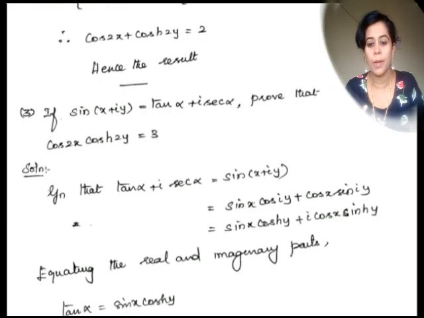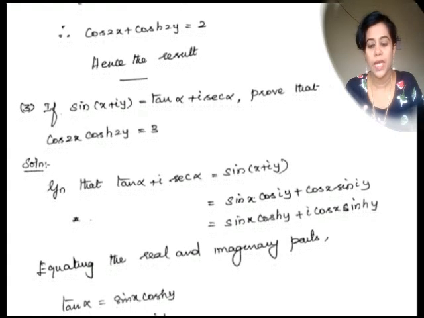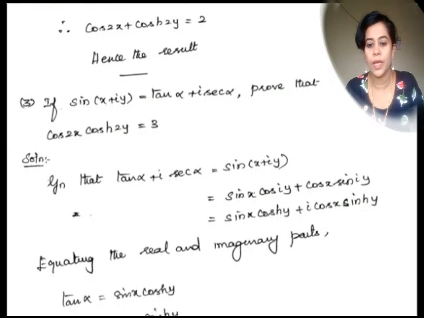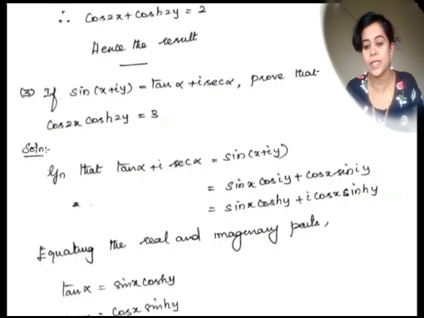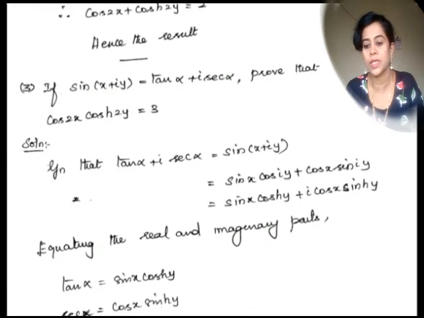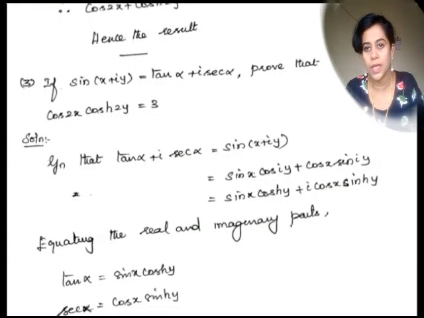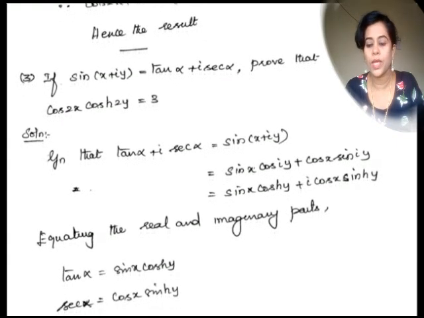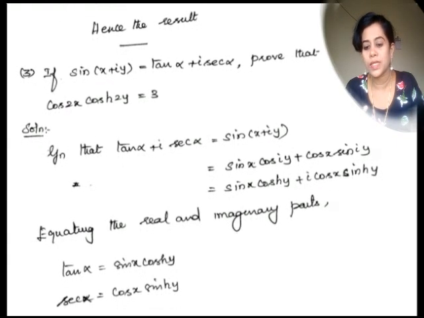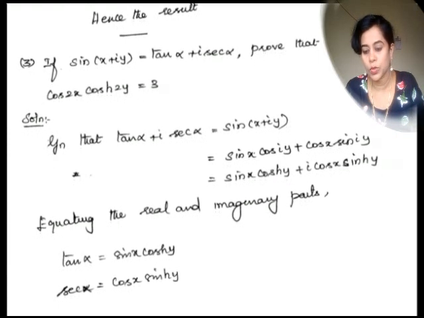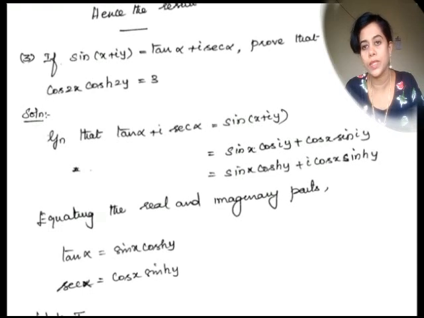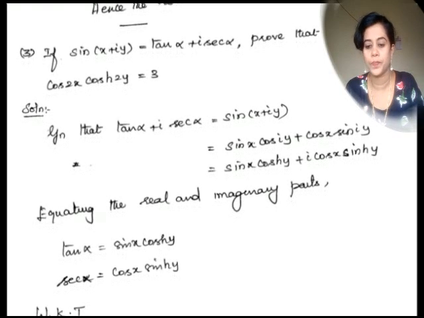And we know that sin(a plus b) is equal to sin a cos b plus cos a sin b. According to that, we can write tan alpha plus i secant alpha is equal to sin x cos iy plus cos x sin iy. What is cos iy? We know that it is cosh y. So therefore it is sin x cosh y plus i times cos x sinh y, because sin iy is equal to i sinh y.